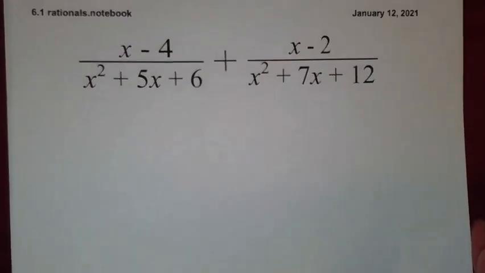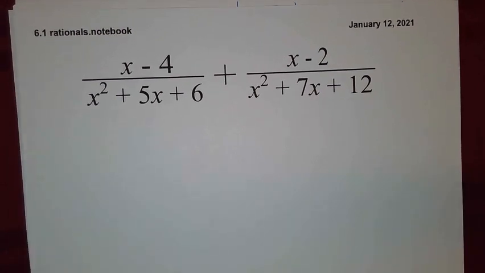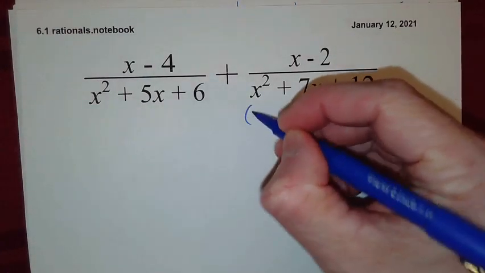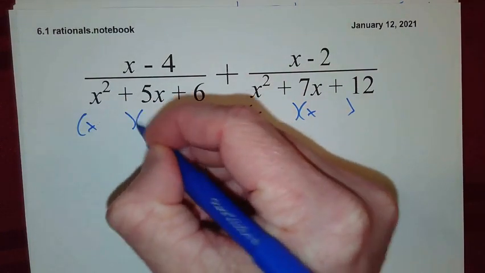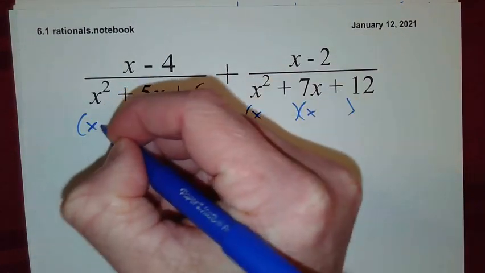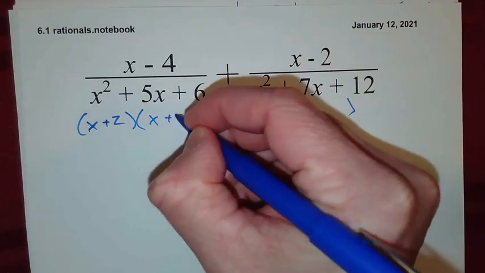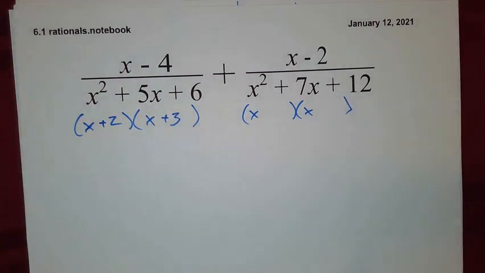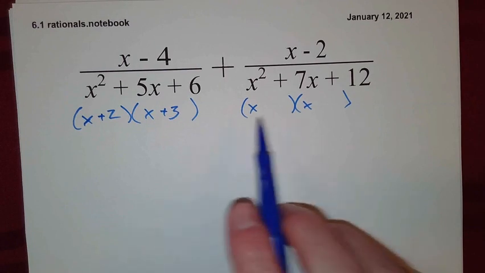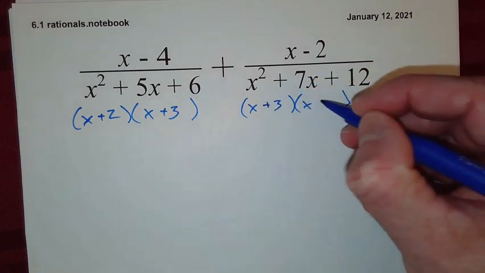Next one I want to take a look at looks like this. We'll start by factoring my denominators. Let's see what we come up with. Let's see, product of 6, sum of 5. That must be plus 2 and plus 3. At this point, I'm worried because those didn't match up with anything in the numerator. So hopefully they match up over here. Product of 12, sum of 7. Let's go with plus 3 and plus 4.